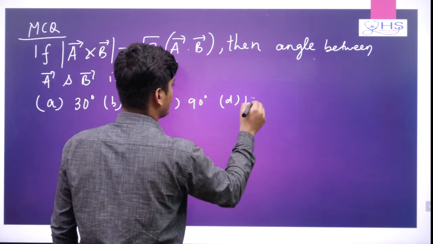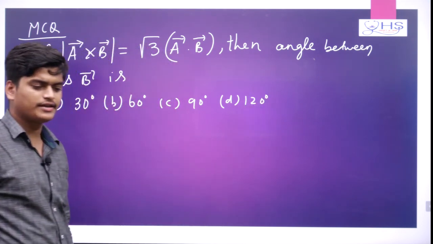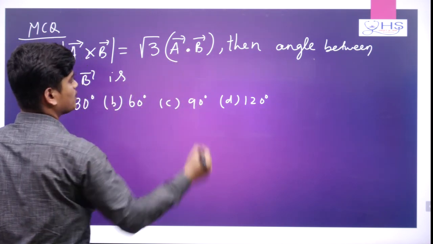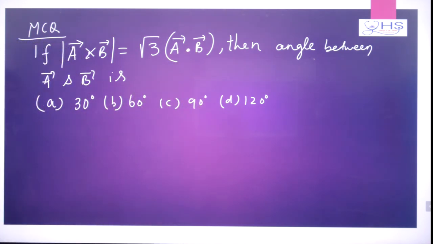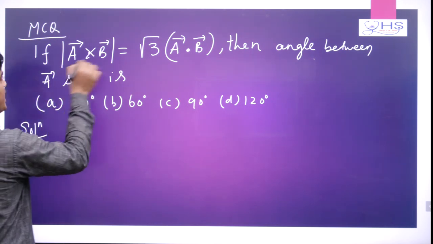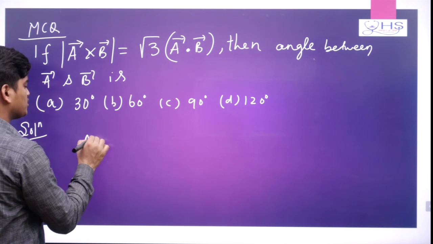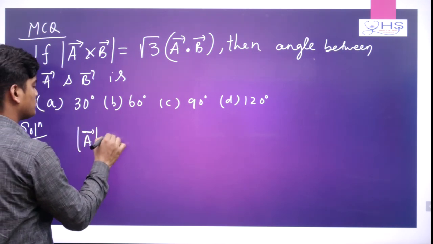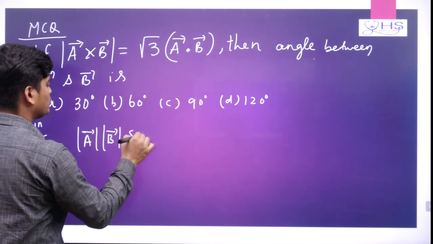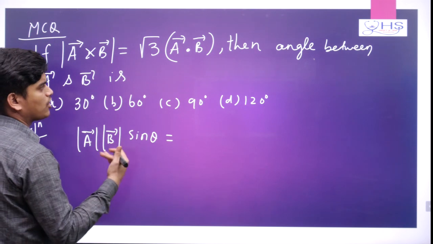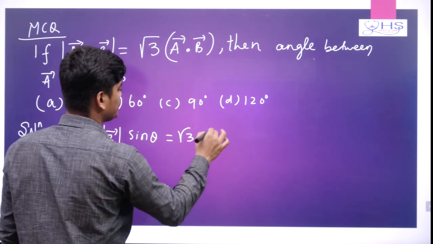So what is given here? A cross B mod is root 3 into A dot B. Then the angle between A and B is how much? Okay, now check the solution here. So just now we studied what A cross B is. A cross B is nothing but A vector mod, B vector mod into sin theta. Okay, total mod means n cap will not come here. Then it is root 3 AB cos theta.